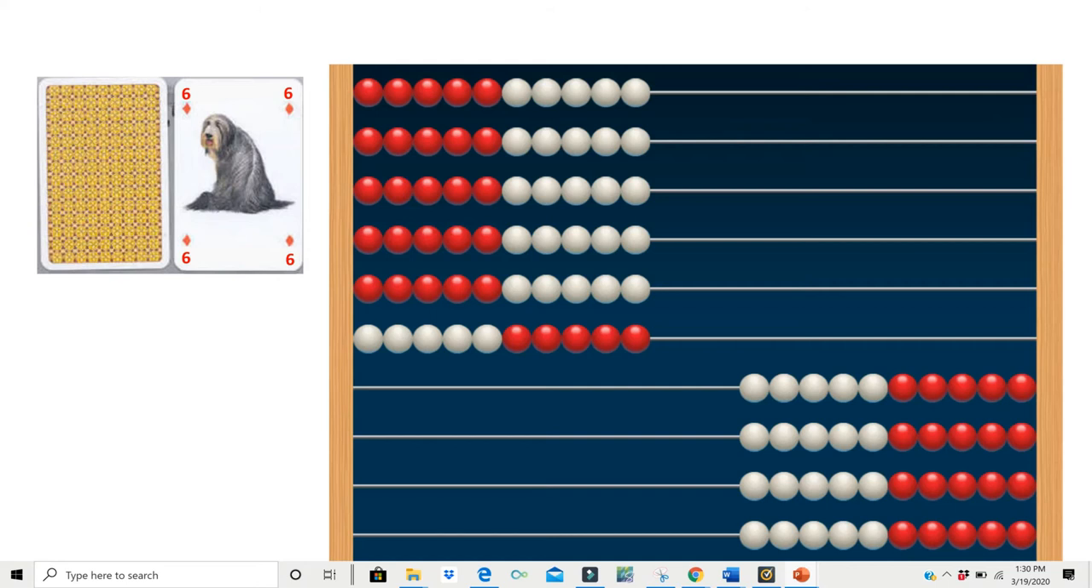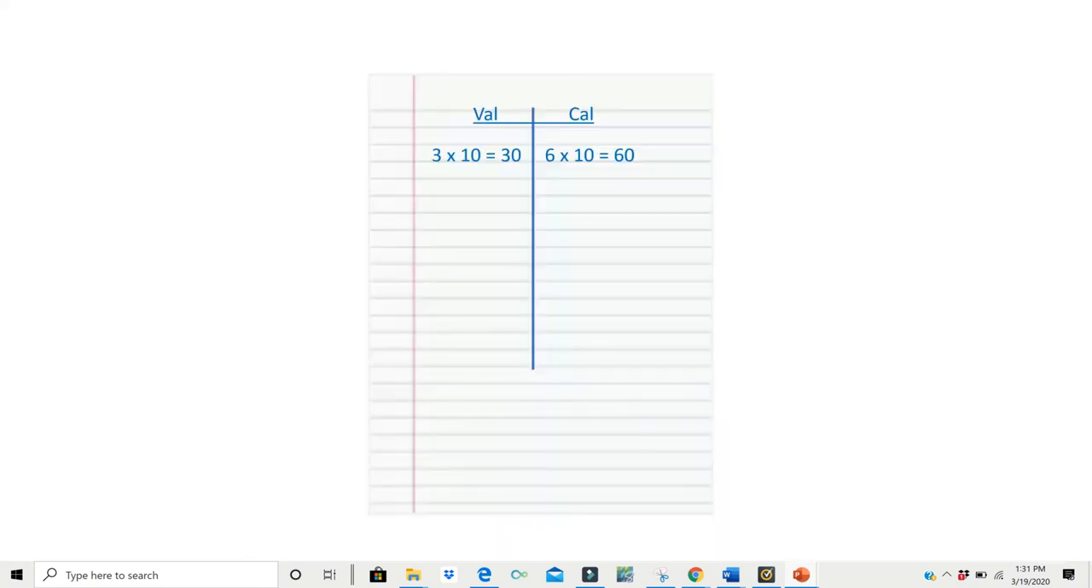Now, I thought of it a little bit differently. I thought about the idea that 3 groups of 10 is 30. I already knew that. And if I take another 3 groups of 10, that's 30 more. So 30 plus 30 gave me 60. So now we have 2 different ways to know that 6 groups of 10 is 60. Maybe you can think of another way. Cal goes ahead and writes down his score, 6 times 10 equals 60.